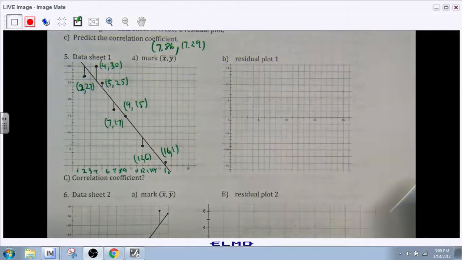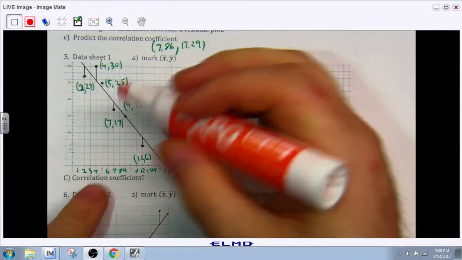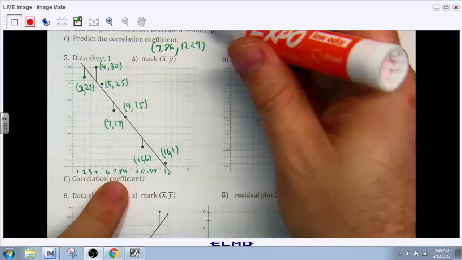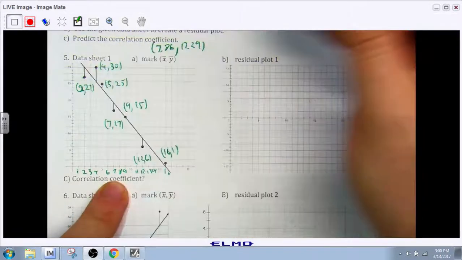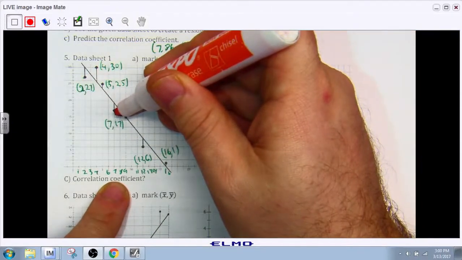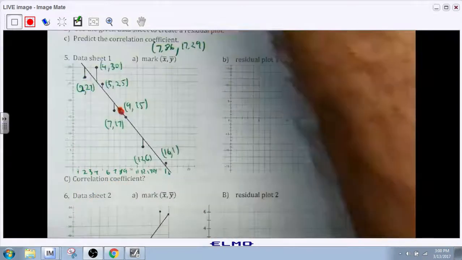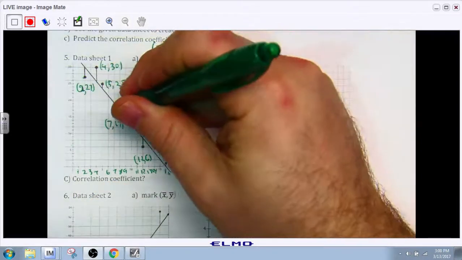Okay, and so now I need to mark where x bar, y bar is. And so that's going to be at the point 7.8, so pretty close to 8, and 17.2, so pretty close to 17. So it's like right here, right there. That's my x bar, y bar. Okay, and so I've marked it on my graph.